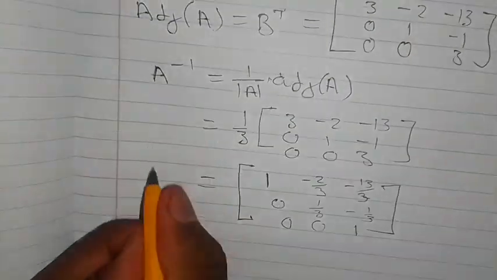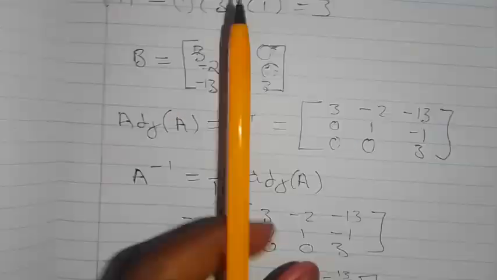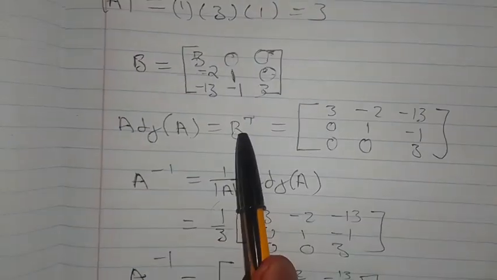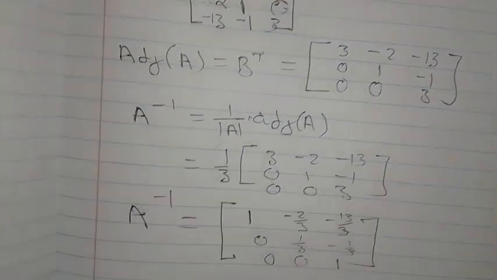So that will be your A inverse using the cofactor matrix. So this is all about finding the inverse using the cofactor matrix, transposing that to find the adjugate matrix, and then this is how you'll do it.